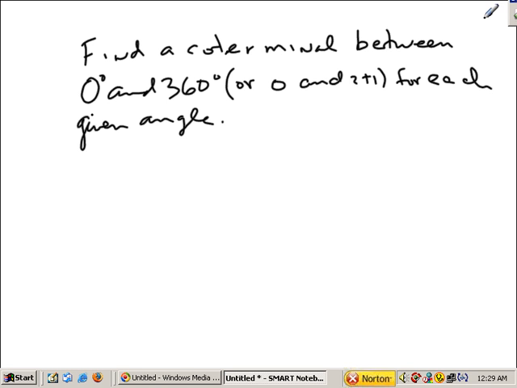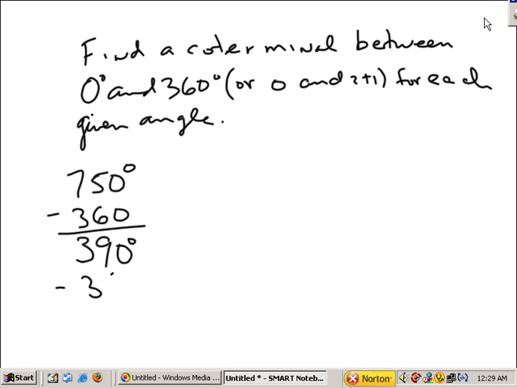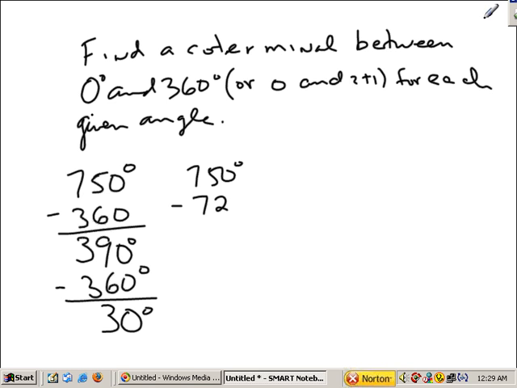Okay, so if I give you 750 degrees, well, that's obviously not between 0 and 360. Clearly, it's more than 360. Well, you can take away 360, and that gives you, I guess, 390. Well, that's not between 0 and 360, so you can take away another 360. And there is an answer that's between 0 and 360. If you're slick and you realize, you know what, I can take away two 360s, or 720, you'll get the answer in one shot. But nonetheless, the answer is 30.